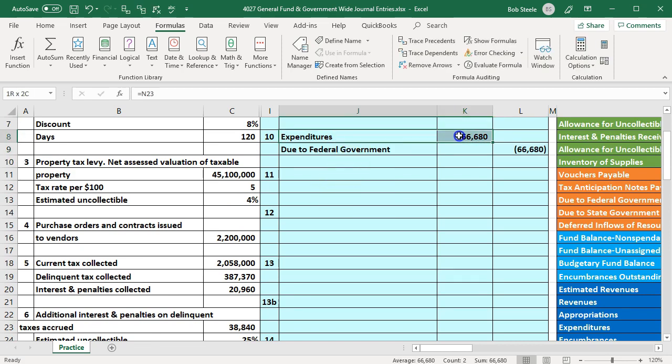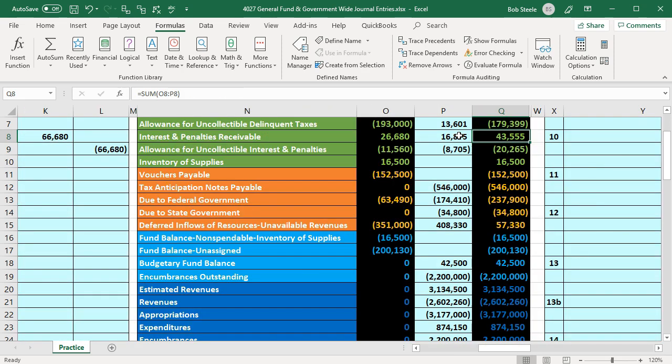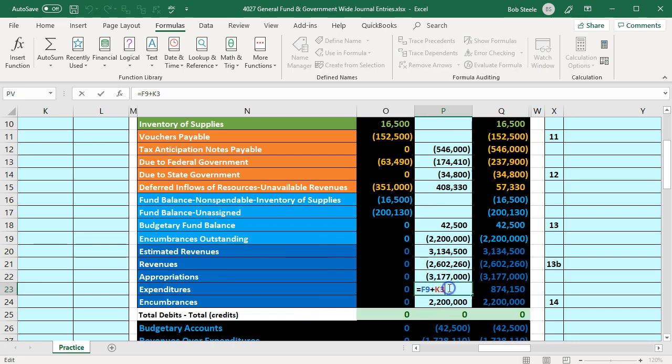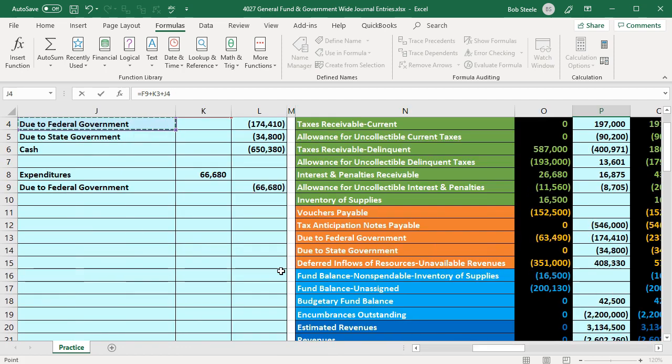Then we're going to go to expenditures and post this. So we'll scroll down to expenditures. Here's the expenditures. We're in cell P23. Double clicking on that, going to the end of it, plus putting the cursor back down, scrolling back up, picking up the debit of the 66680.